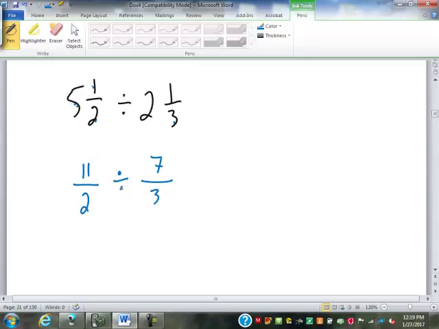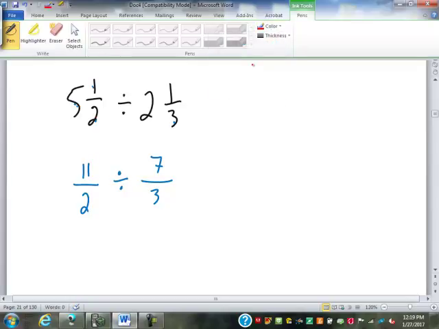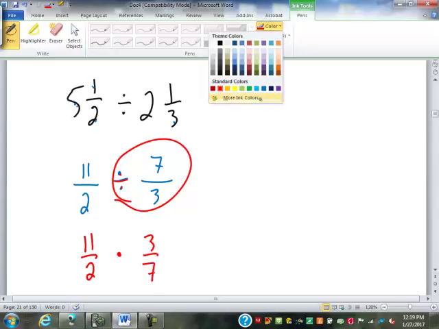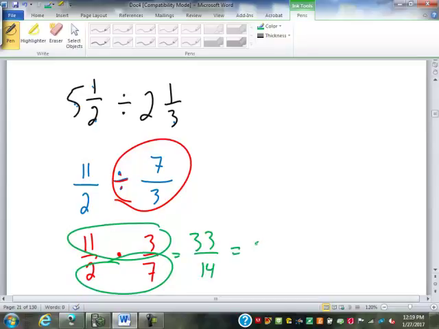Now this is still division at this point. I'll put this out there. At this point, you cannot cross-cancel because it's division. You can only cross-cancel in multiplication. So the 11 over 2 doesn't change. It's the number after the division that goes with it. So it becomes multiplied by the reciprocal of 7 over 3, which is 3 over 7. Now at this point, it's multiplication, and I could cross-cancel. However, there's nothing that cancels. So I'm going to go ahead and multiply. 11 times 3 is 33. 2 times 7 is 14. If I divide that out, that is 2 5/14.